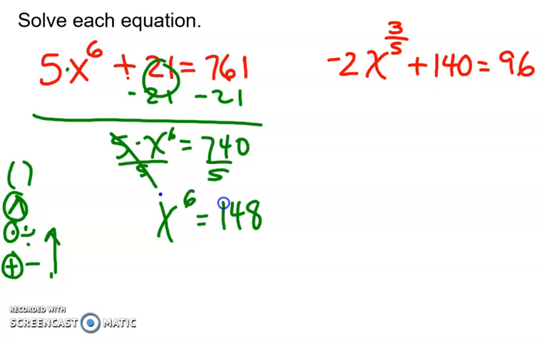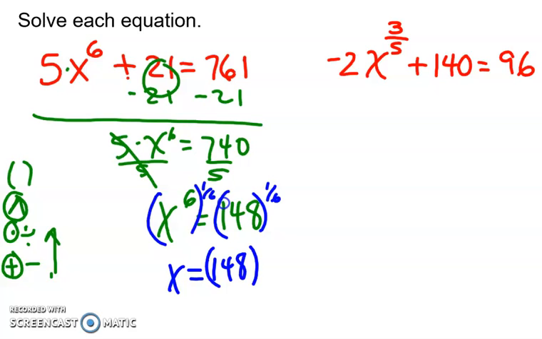Then again, exponent of 1. We're going to multiply the 6 by an exponent of 1/6. So x is equal to 148 raised to the 1/6 power. And so we get the answer is approximately 2.300.